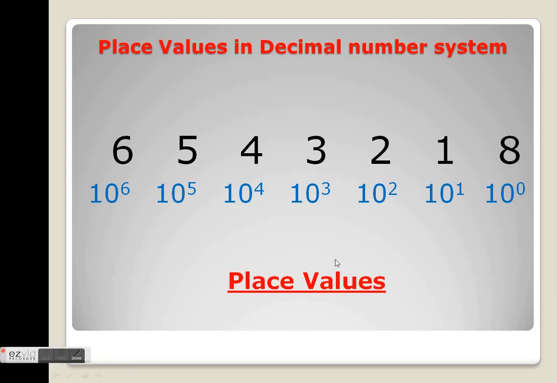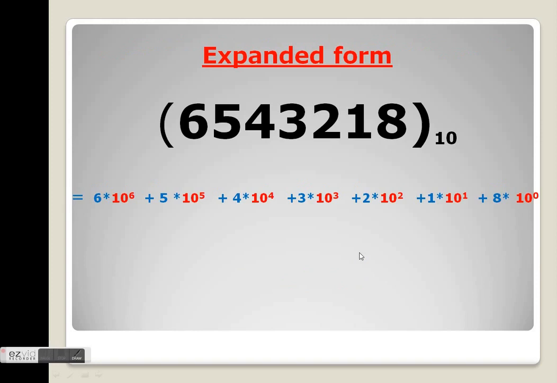The place value of the second rightmost digit is 10 raised to the power 1, or it is also known as tens. The place value of the third rightmost digit is 10 raised to the power 2, or it is known as hundreds. The place value of the fourth rightmost digit is 10 raised to the power 3, which is also known as thousand. Similarly, the place value of the fifth rightmost digit is 10 raised to the power 4. Students, on the basis of the place values, we can write the expanded form of a number.